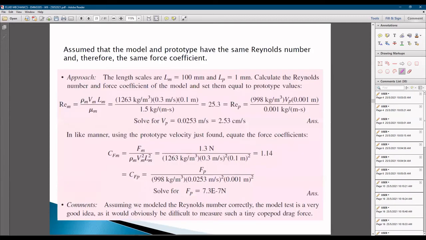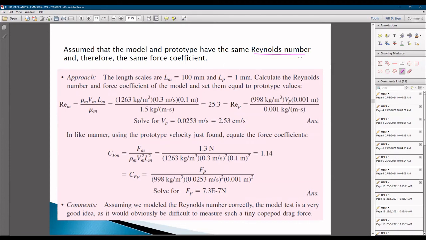So assume that the model and prototype have the same Reynolds number. What is Reynolds number? In short, Reynolds number is the ratio between the inertial force and the viscous force of that particular fluid. We will look in further detail at what Reynolds number is after this. Reynolds number is a dimensionless parameter.